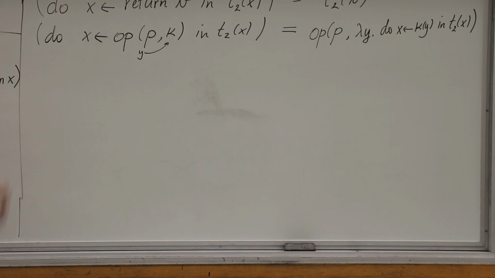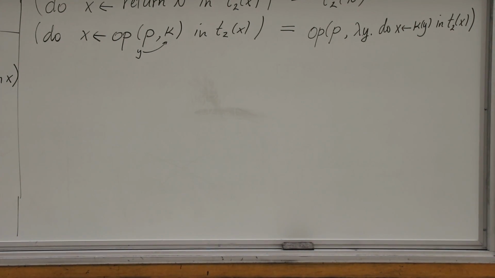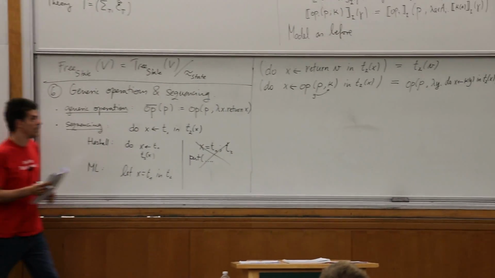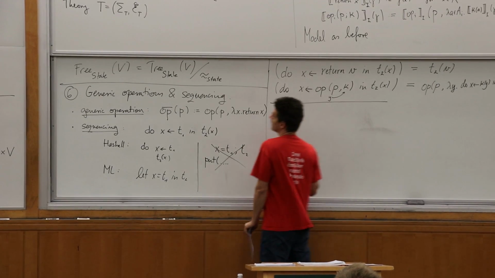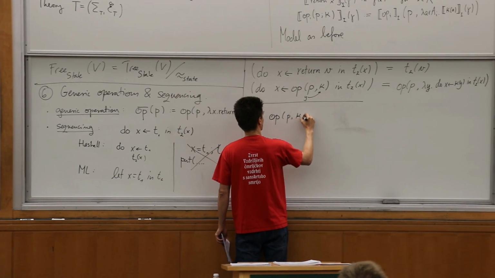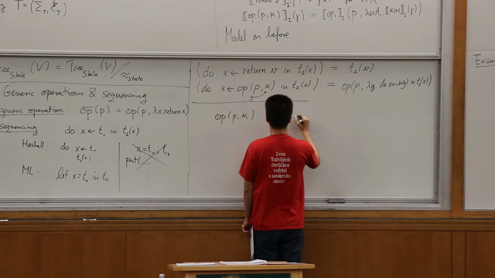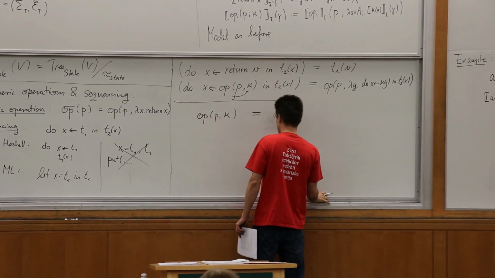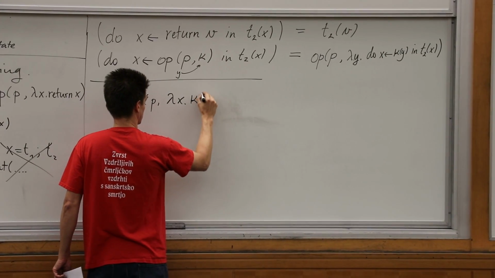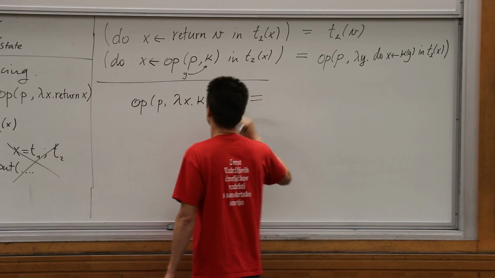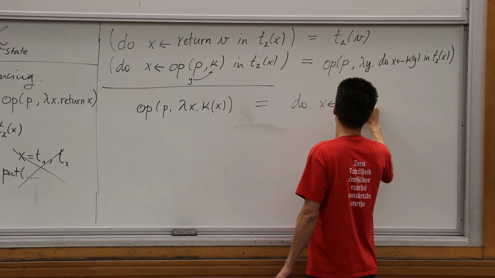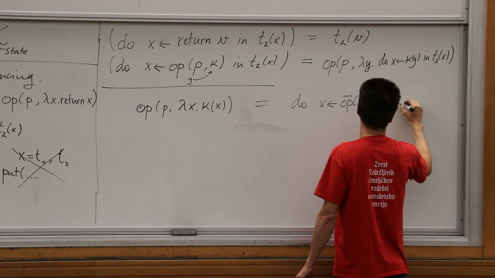And so this is how you can define the do notation. And it's really a recursion on trees. Yep. And now the beautiful thing is that we can get rid of this old notation once and for all, because we have that op p kappa is the same thing as do, so let me write it like this, lambda x kappa x, like this. So this is going to be the same thing as do x, the generic op in kappa x.